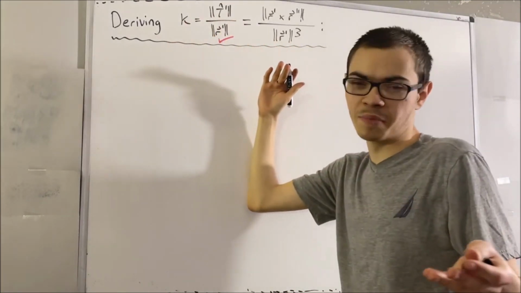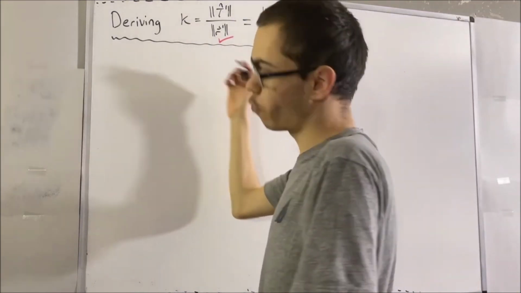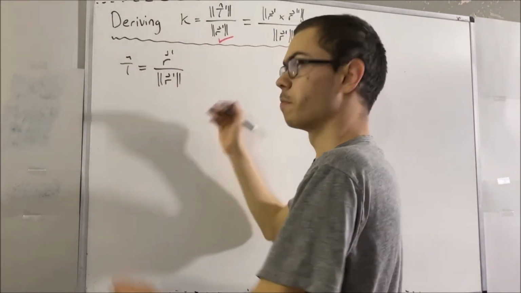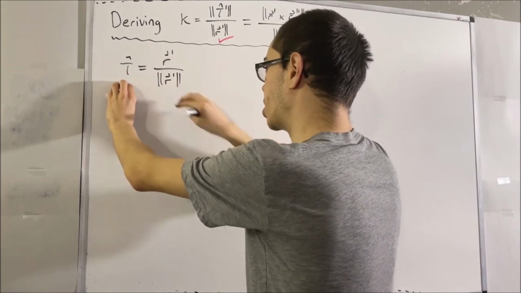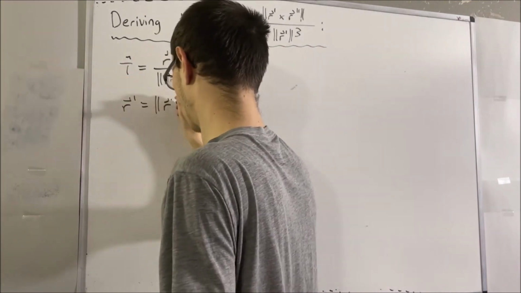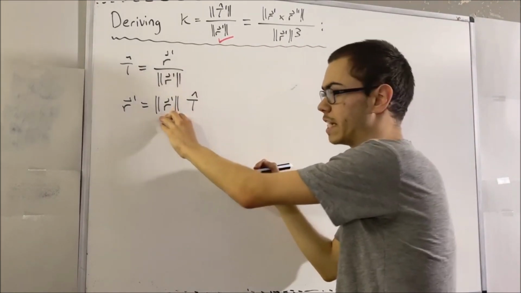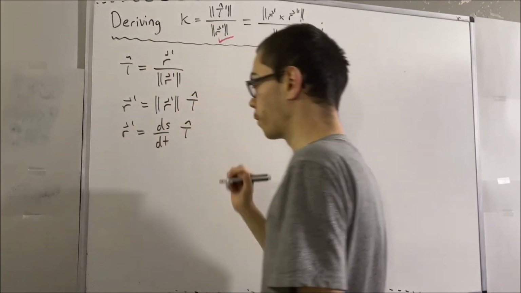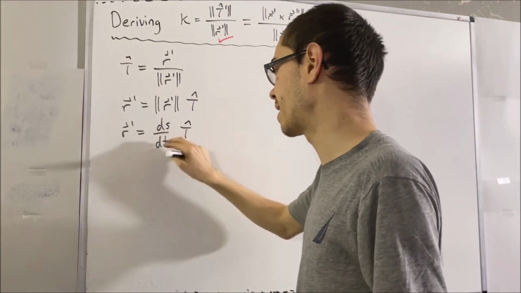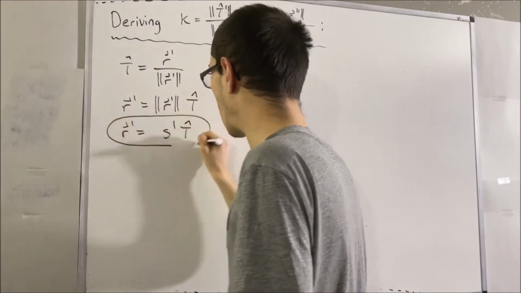Now, what do I mean by compute? Well, really, I'm going to write r prime using the unit tangent vector. If you recall, the definition of the unit tangent vector is this. Now, I can multiply magnitude of r prime on both sides so that I get r prime is equal to magnitude of r prime times the unit tangent vector. Now, as we showed earlier, the magnitude of r prime is really ds over dt. But for convenience, I'm actually going to use our shorthand notation for derivative with respect to time. I'm going to rewrite ds over dt as s prime. Right, so this right here is r prime.